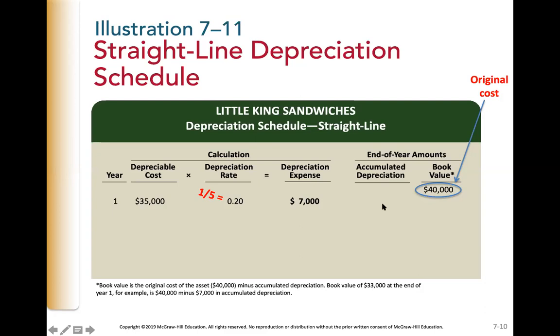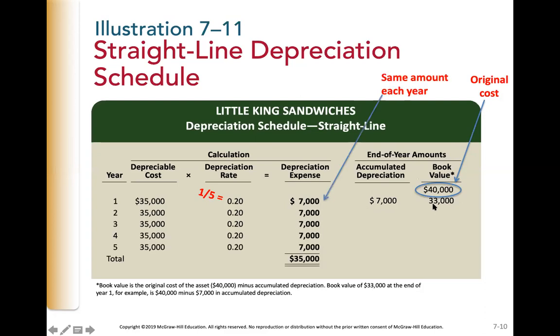Our accumulated depreciation at the end of the year is $7,000. We haven't taken anything other than 1 year's worth of depreciation. So in the first year, our accumulated depreciation equals $7,000. Our book value at the end of year 1 is $33,000. Our cost minus our accumulated depreciation is $33,000. This is how you fill out the rest of the chart.